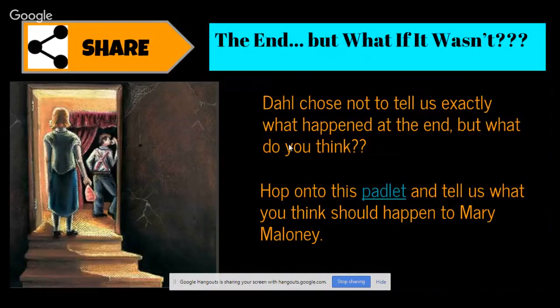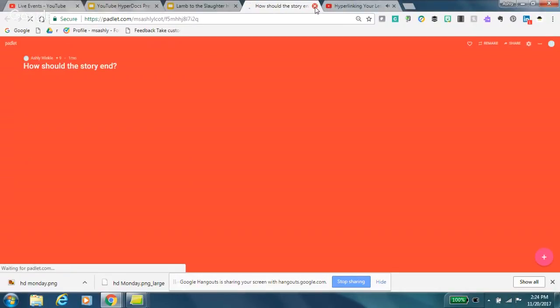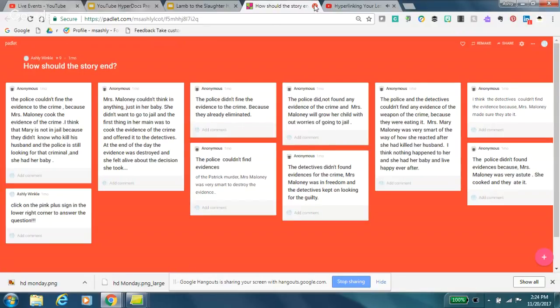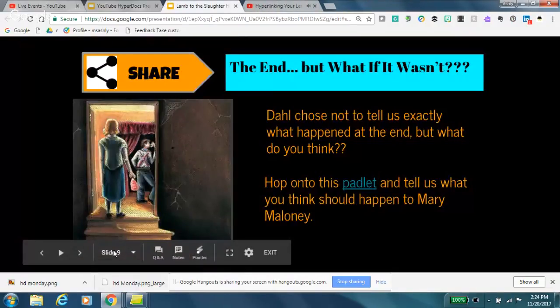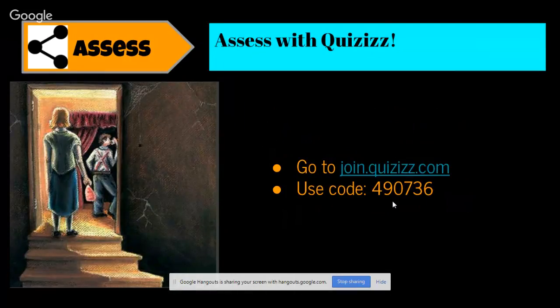And then at the end, Dahl chose not to tell us exactly what happened at the end, but what do you think? So they went to the Padlet and shared their thoughts about how they thought the story might end. Then we did have one final part where we went to Quizizz, which is another super fun website. If you've not done it, they go to Quizizz, enter the code, and they do a game.